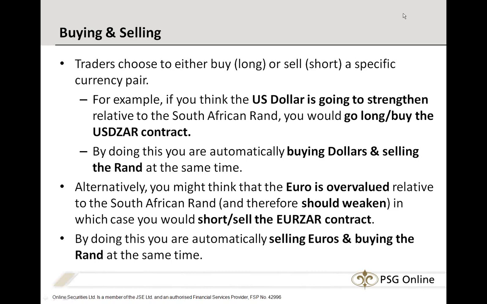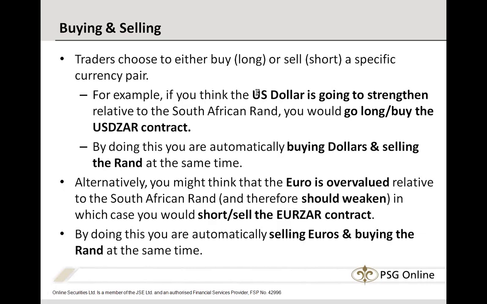Alternatively, you might think the euro is overvalued and should weaken. You're short or sell the US dollar contract. In other words, you'll be buying the rand on the other leg. Okay. So again, I stress, it's currency pairs. You're either buying one and selling the other, and vice versa. Okay. So let's move forward.